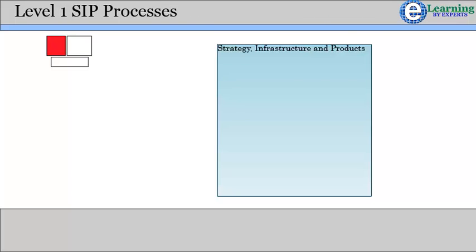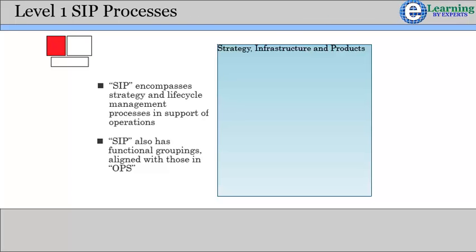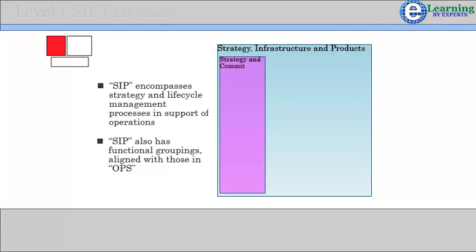Strategy, Infrastructure and Product, also called SIP, has a similar structure to operations, with corresponding vertical and horizontal level 1 processes. In the verticals, strategy and commit covers the processes involved in forming and deciding company strategy, and gaining commitment from the business for this.